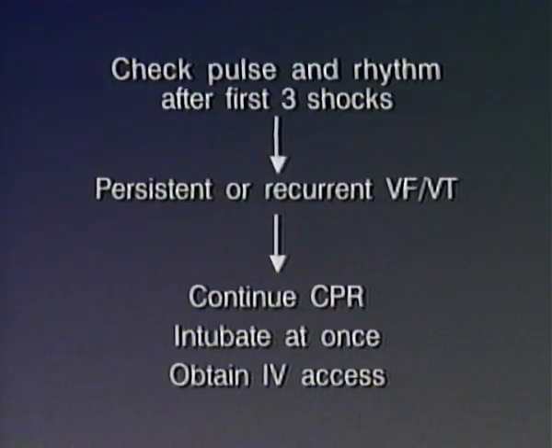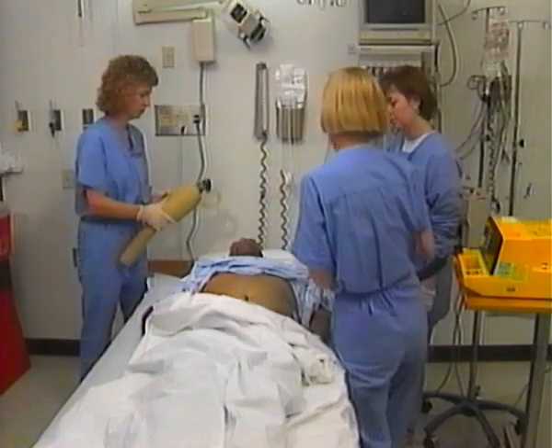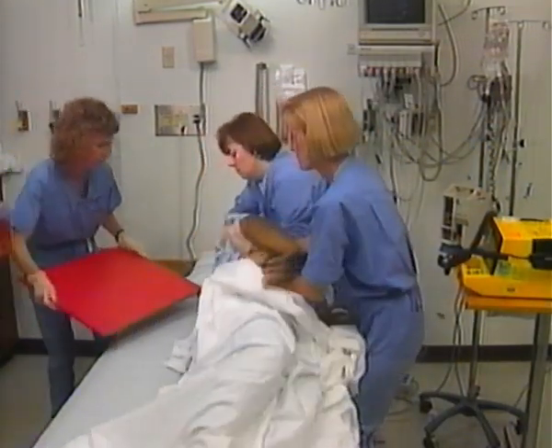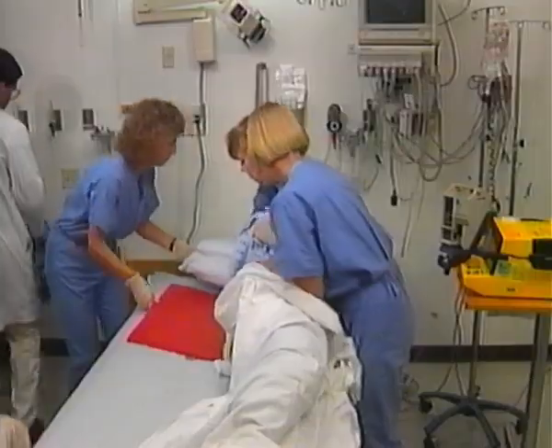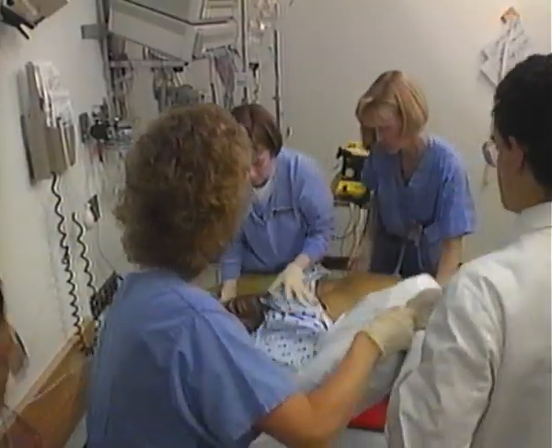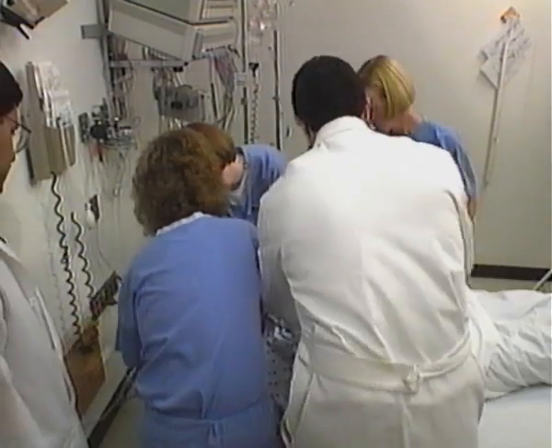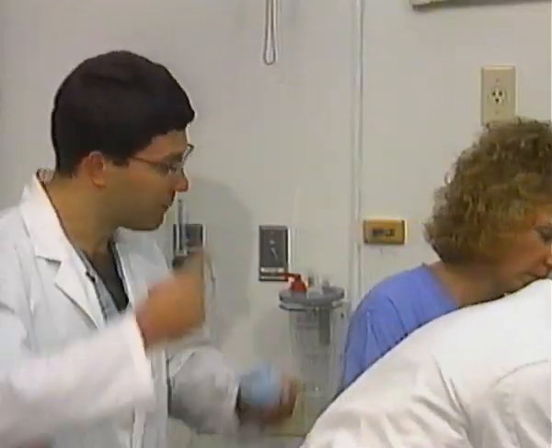If the first 3 shocks fail to convert VF, the clinician should confirm the rhythm and check for a pulse. If no pulse is present, CPR should be resumed. The patient should be hyperventilated in preparation for endotracheal intubation and IV access obtained. Let's start CPR. He's still in VF. We've shocked him 3 times. I'll start CPR. Okay, hyperventilate while I prepare to intubate.